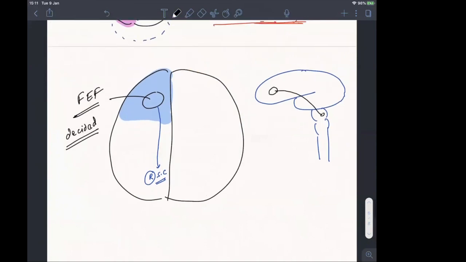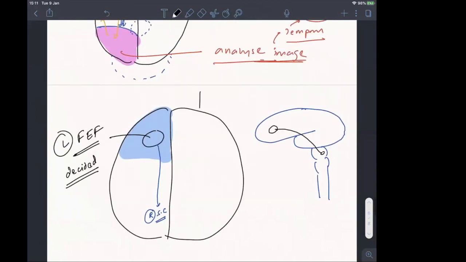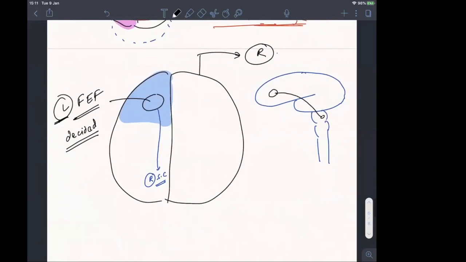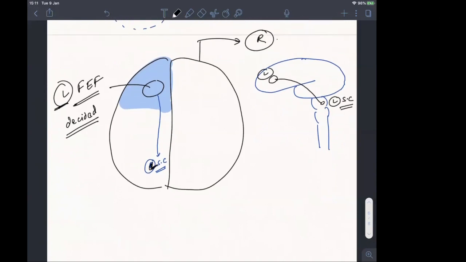No, sorry, this is the left frontal eye field, because you want to move towards the right. So this is the left frontal eye field, and the left frontal eye field will tell the left superior colliculus. So it is still on the same side that I want to look to the right.